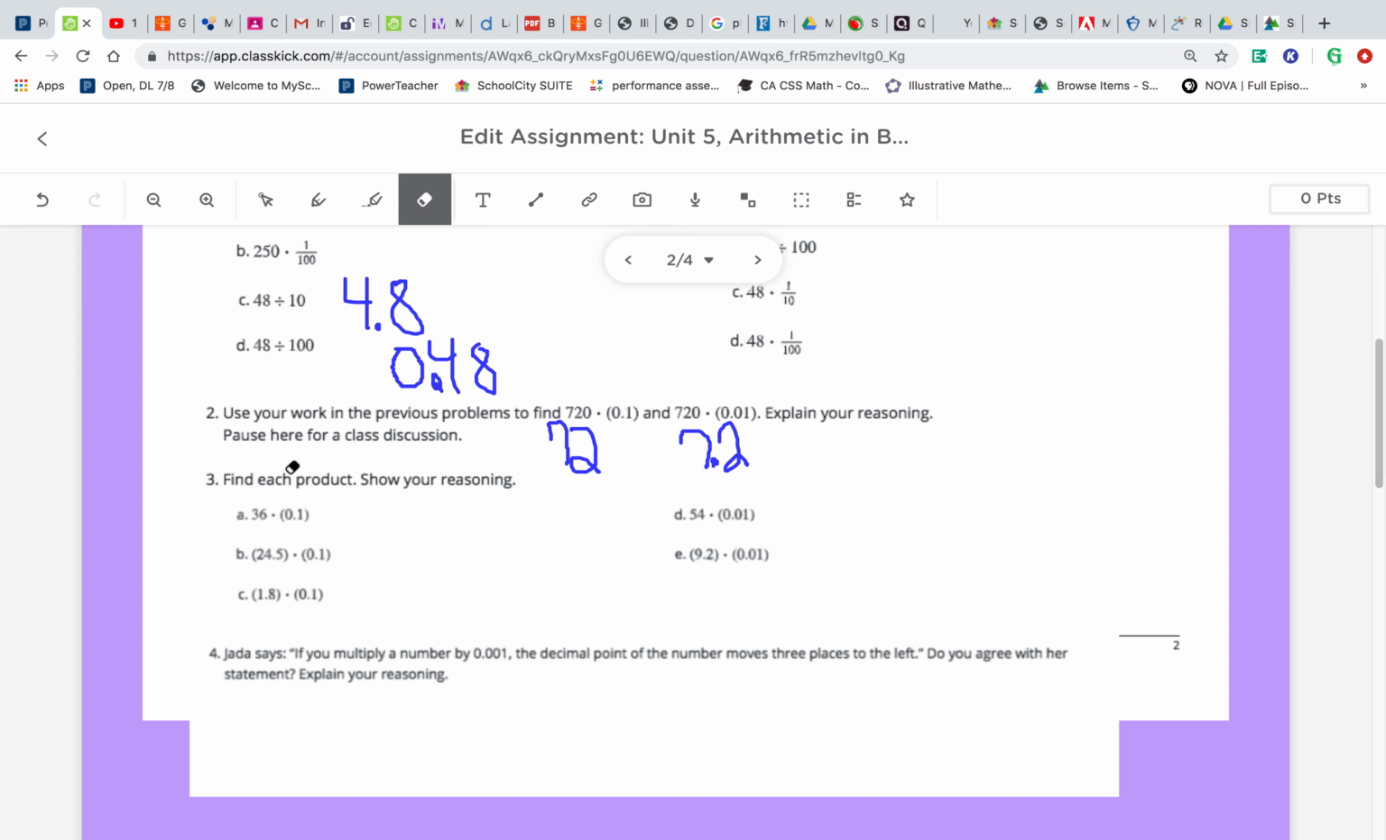36 times 0.1. Okay, hopefully by now you've caught on. You're going to move the decimal point to the left 1 spot. It's going to be 3.6. I see one number to the right of the decimal point, so I move it 1 spot.